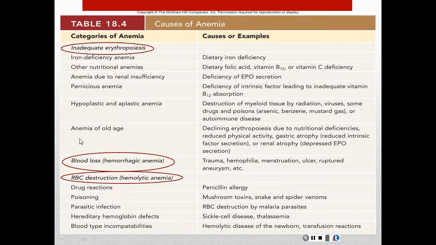We have anemia of old age, with the declining of erythropoiesis due to nutritional deficiencies, a reduced amount of physical activity, gastric atrophy, and renal atrophy. There's also anemia due to renal insufficiency, caused, for example, by deficiency of EPO secretion, or even a lack of various nutrients such as folic acid, vitamin B12, and vitamin C, and of course iron, which is our iron deficiency anemia.